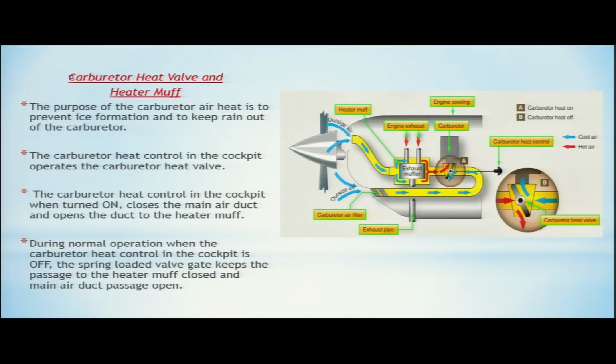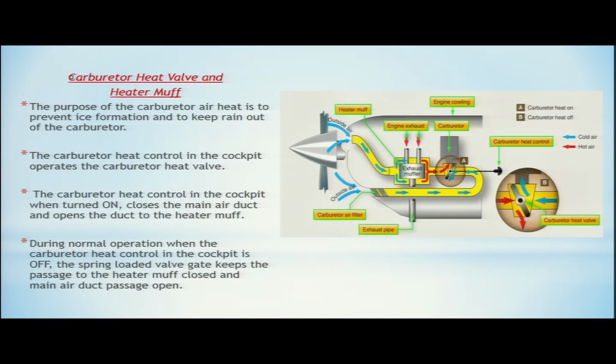Next is the carburetor heat valve and heater muff. The purpose of the carburetor air heat is to prevent ice formation and to keep rain out of the carburetor. As we saw in the last slide, the carburetor air heat prevents ice formation in the carburetor and keeps rain out of it.